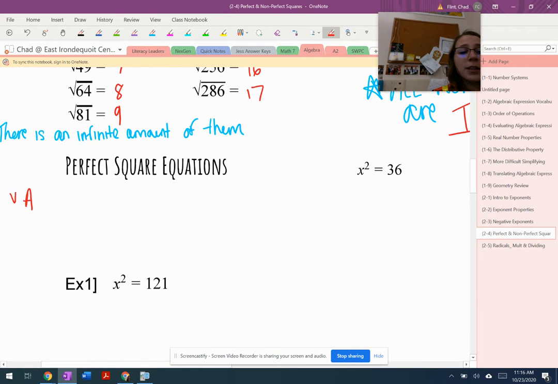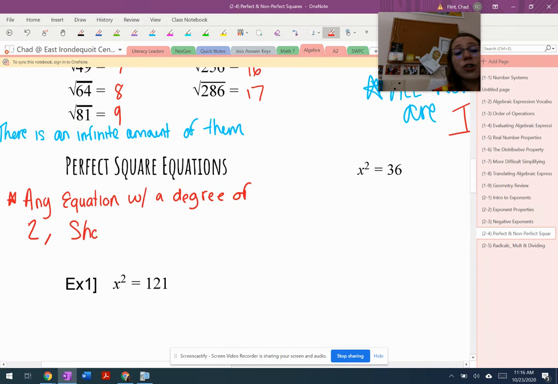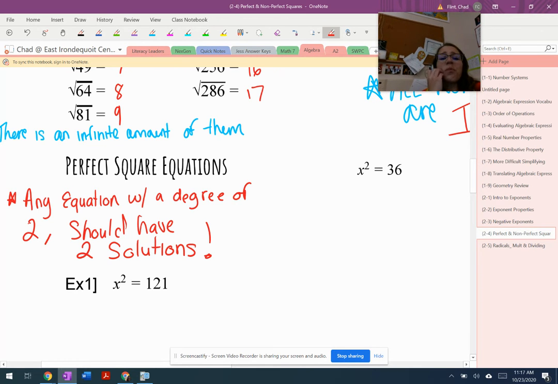So we need to keep in mind that any equation, and this is actually going to be true, we're going to find this out later when we get to unit 9 and unit 10, any equation with a degree of 2 should have 2 solutions. Kind of crazy. So any equation with a degree of 2 should have 2 solutions.